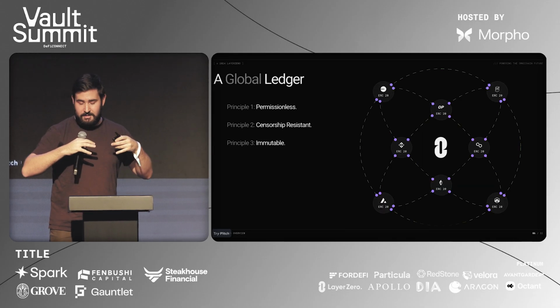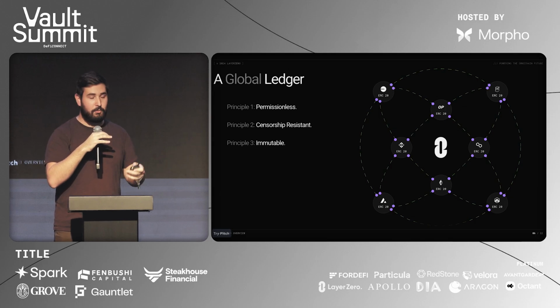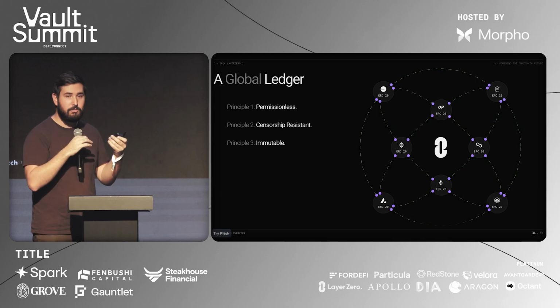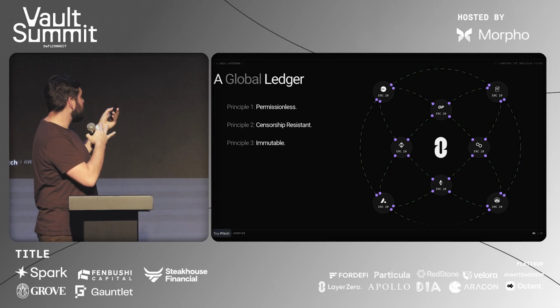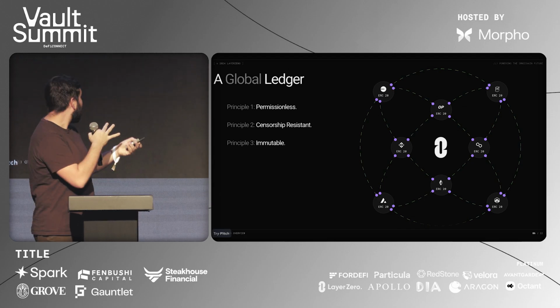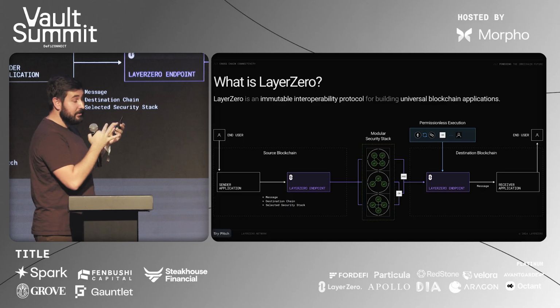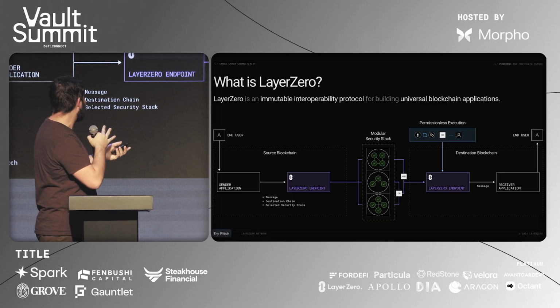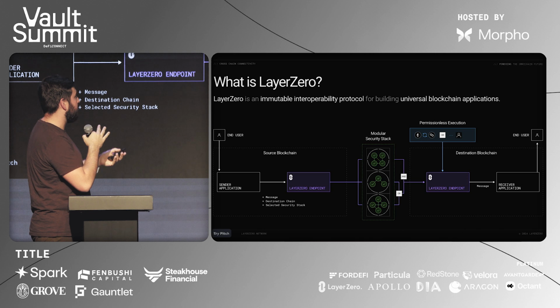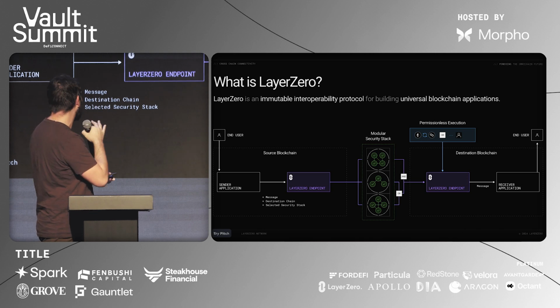I think some of the fundamental things to outline here before I get into Omnichain vaults is how LayerZero provides permissionless, censorship-resistant, and immutable bridge infrastructure. So with that in mind, let's dive a little bit deeper into how LayerZero works under the hood. LayerZero is an immutable interoperability protocol for building universal blockchain applications.